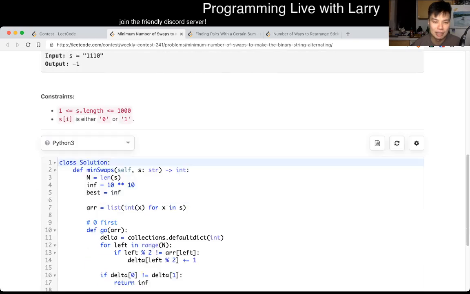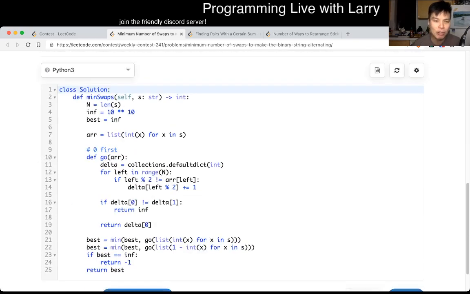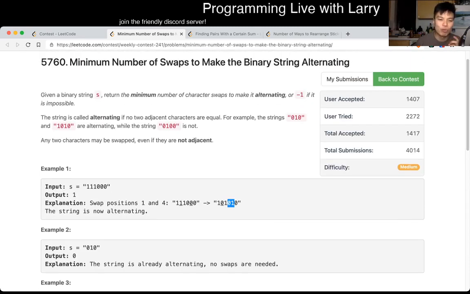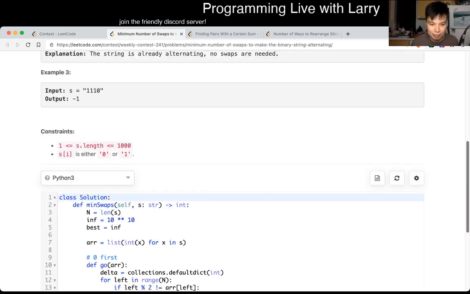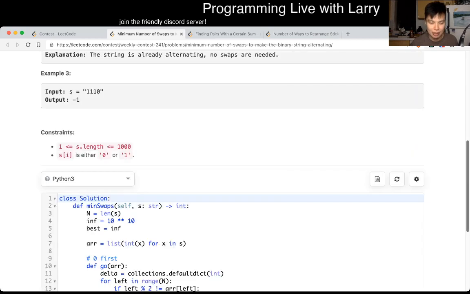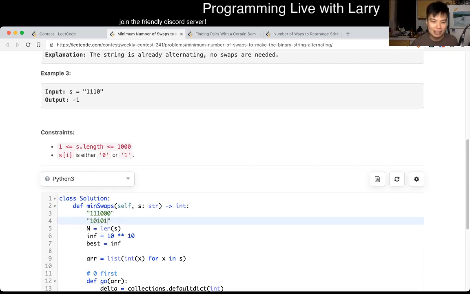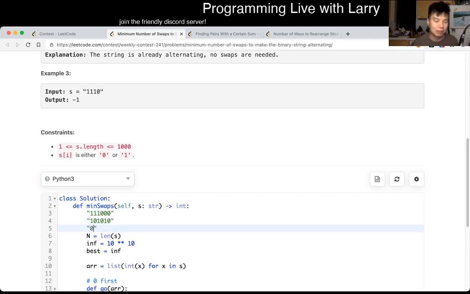So I have a solution. There are only two possible end strings, right? That's the key observation. One is where the first character is 1, and the other is where the first character is 0. So for example, for this string, the two possible solutions are this or this. Of course, this is even length. If it is odd length, there's only one possible solution. I'll leave it up to you to figure that out.